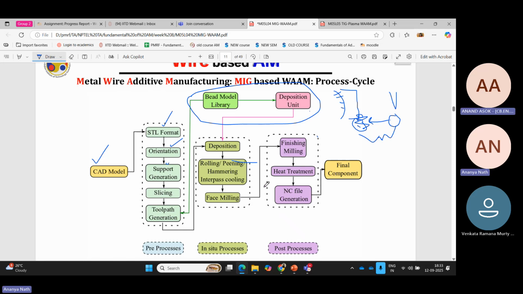Ma'am, are rolling and hammering all these things done to level the surface, both after and during deposition? If you are doing it after the whole deposition, then two things: one is for the surface roughness, another is for the stress relief and subsequent property enhancement. And if you're doing the face milling every 10 layers, that means you're just doing it to even out the surface and also to some extent relieve the stress.